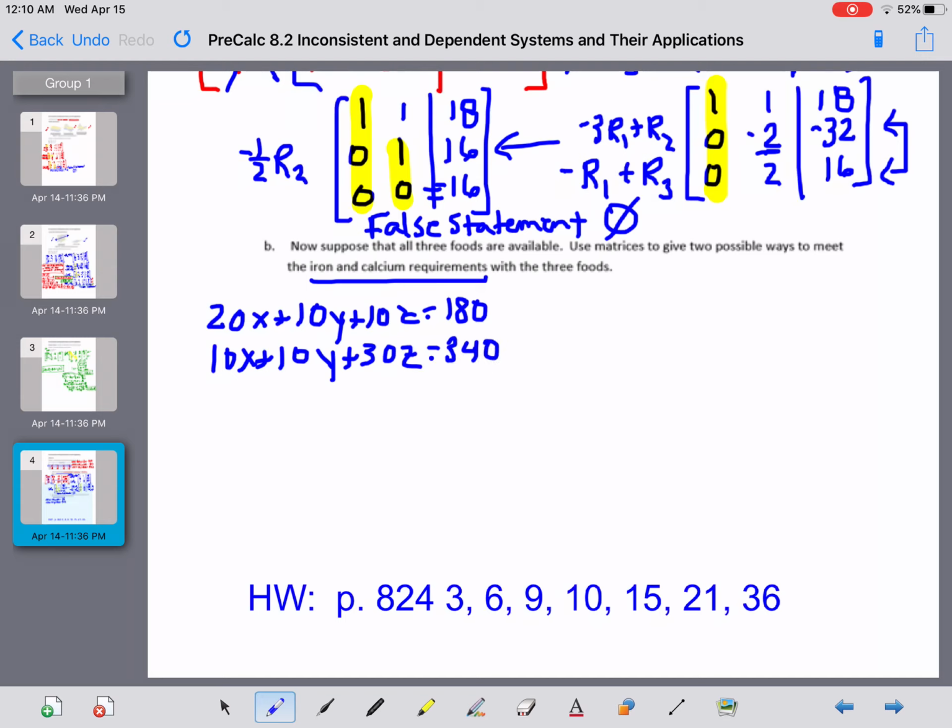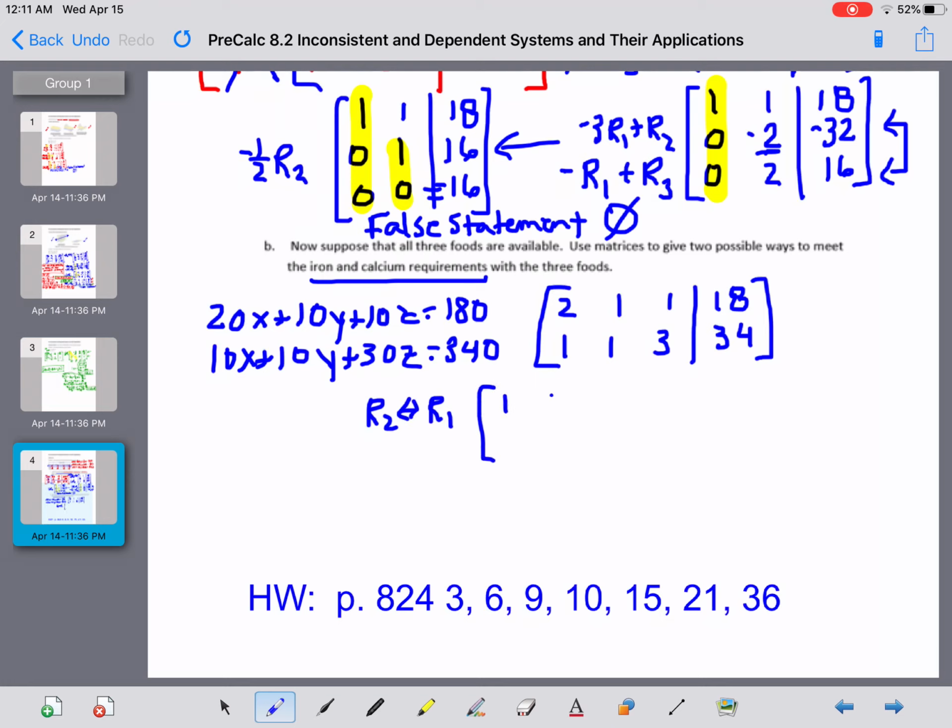I'm going to set up my matrix, and I'm also going to divide everything by 10 to keep it smaller. So the first one's going to be 2, 1, 1, and 18. Second one's going to be 1, 1, 3, and 34. Once again, I have a non-square matrix, which means I'm not going to be able to solve it, but I am going to be able to find everything in terms of z, if that makes sense to what we've done before. All right, let's just flip-flop row 1 and row 2, because I really want 1 up in that top. So 1, 1, 3, 34, and 2, 1, 1, 18.